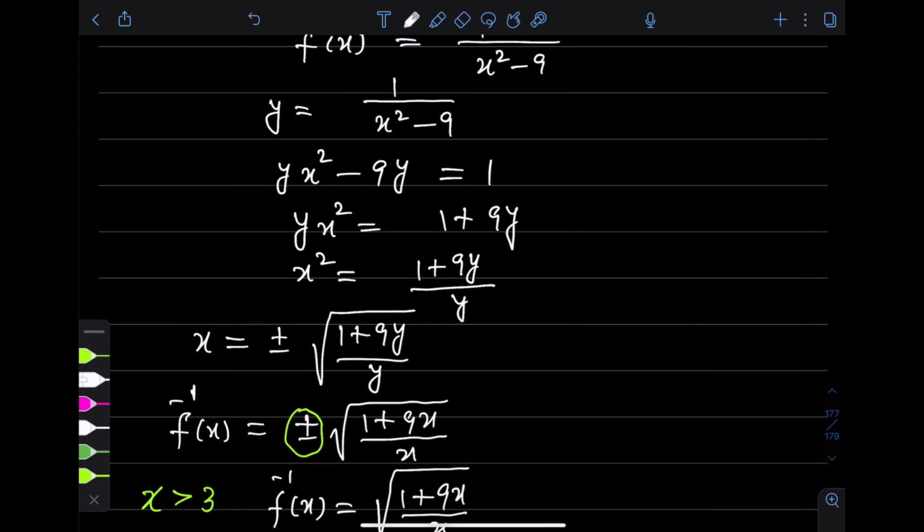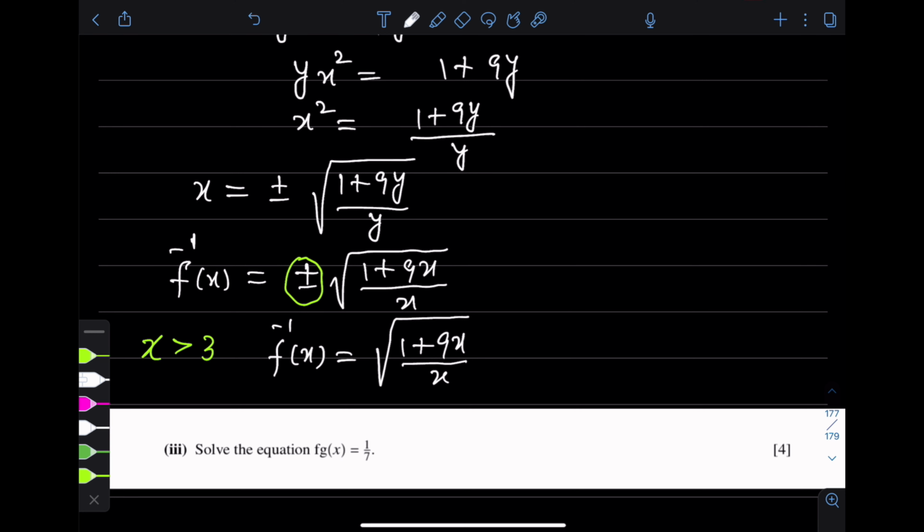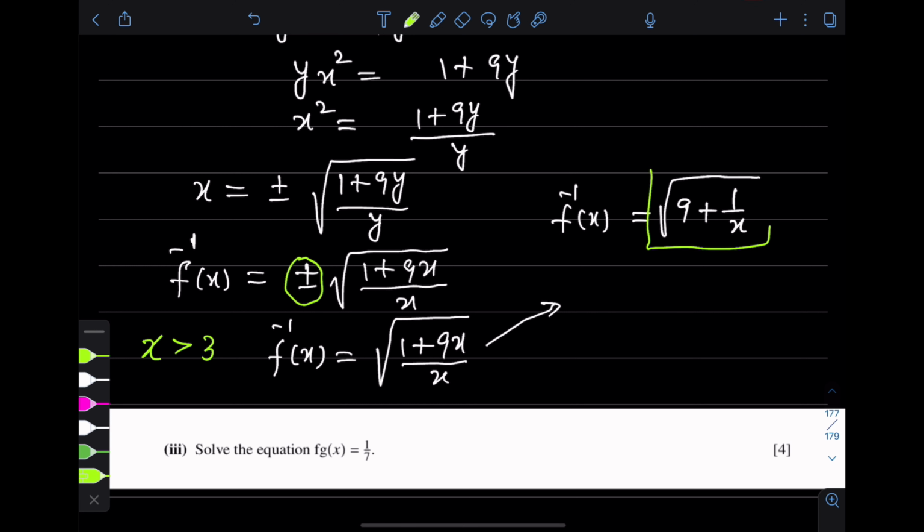Now we have to state the domain of f inverse. To find the domain of f inverse, we can write this function f inverse x by dividing each term of the numerator by x, so this becomes square root of 9 plus 1 over x. We can write it in this form. The range of f inverse x is this, and this will be equal to the domain of the function.